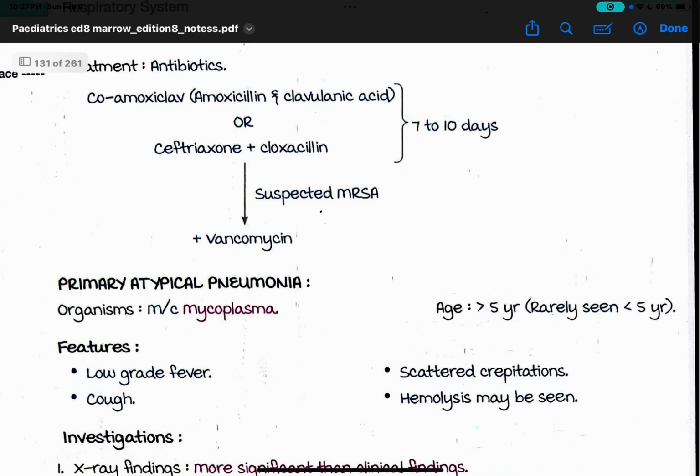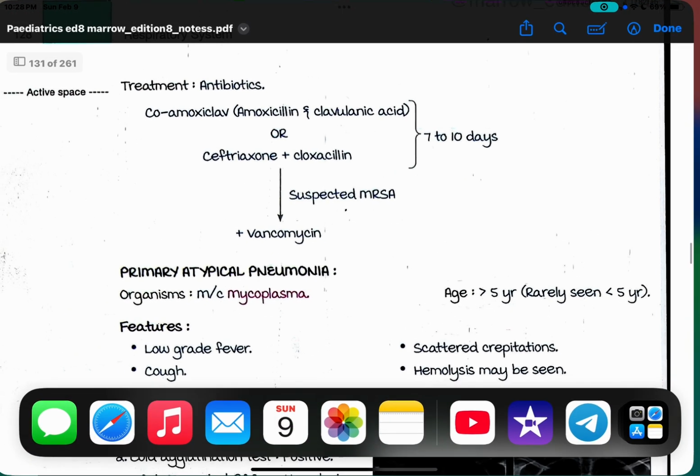Treatment: antibiotics. Amoxiclav, amoxicillin and clavulanic acid, or ceftriaxone plus cloxacillin. If MRSA is suspected, add vancomycin, for 7 to 10 days. So which antibiotics do you give in staphylococcal pneumonia? Amoxiclav, or you can give ceftriaxone plus cloxacillin. If you suspect multi-drug resistant staphylococcus, then you give vancomycin.